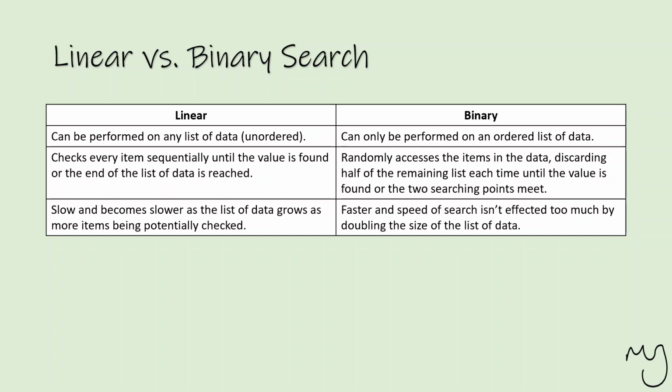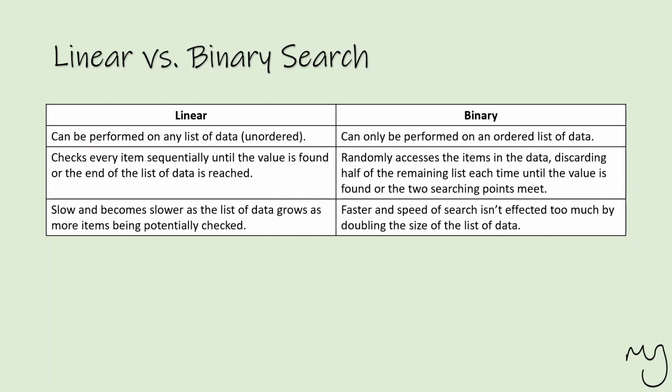The linear search will check every item sequentially until the value has been found. It is summarized as being slow and becomes slower as the list of data grows, as more items have to be checked. Whereas a binary search can only be used on an ordered list of data. It uses random access to look at the items in the data list, discarding half of the remaining list each time, until the value is found or the 2 searching points meet. Remember, if high equals low, I should have mentioned that a minute ago, if your 2 flags are observing the same value and you're not looking at the value you want, then you can be safely assured that the value doesn't exist inside of the list of data.